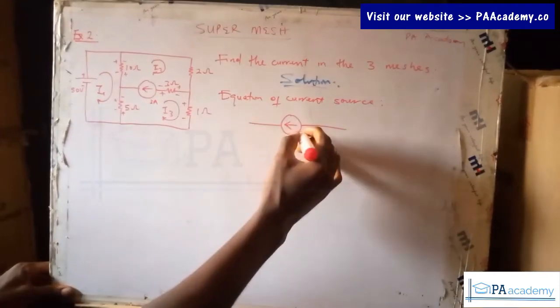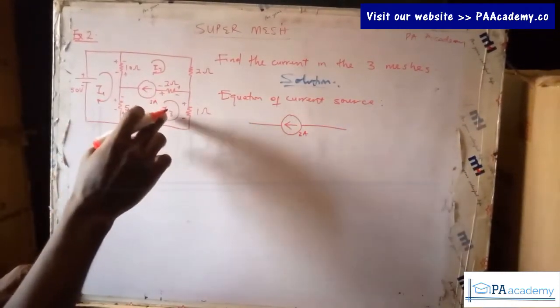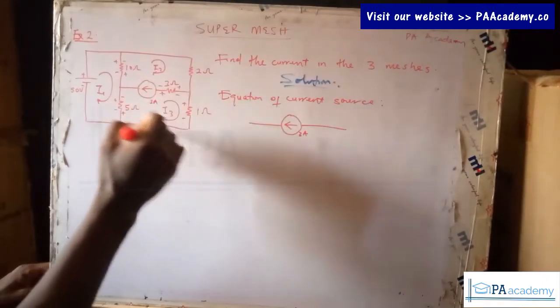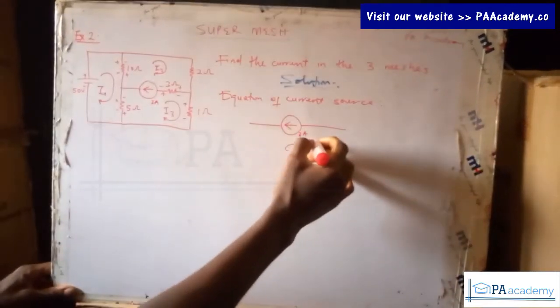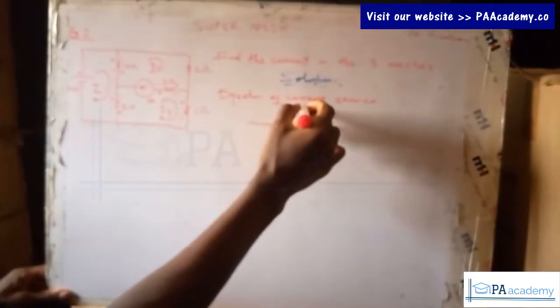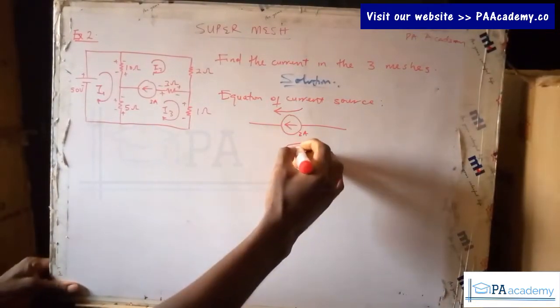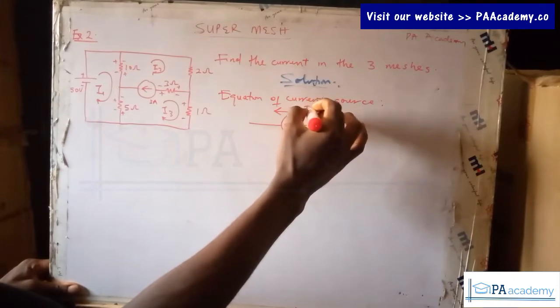So this is it, and it is given to be 3 amperes. We have two currents flowing through it, I3 and I2. I3 is like this, so it's going in this direction, while I2 is like this, so it's in this direction. Let me indicate that this is I3 and this is I2.